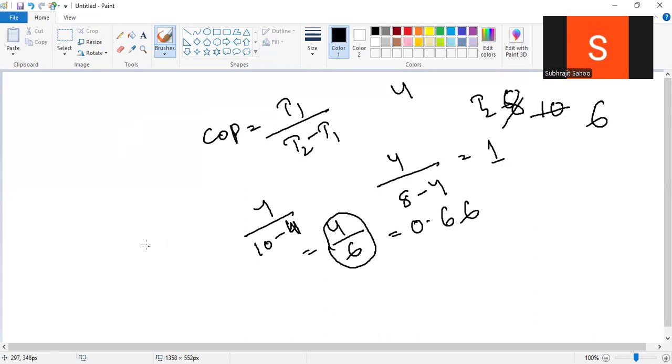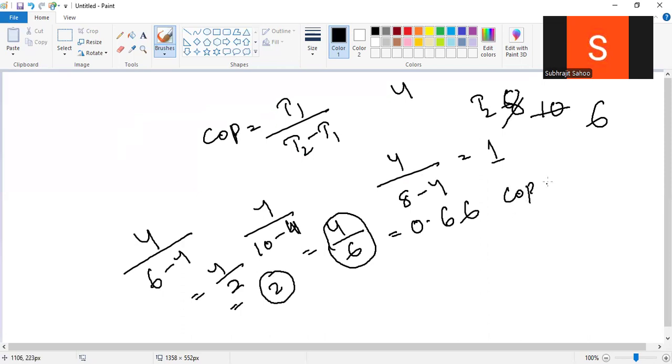Then what will happen to COP? T1 value will not change. 4 by 6 minus 4. Observe, 4 by 2. What is the answer I am getting? 2, or not? What is the conclusion here? COP will be improved if T2 decreases. So I decrease from 8 to 6.